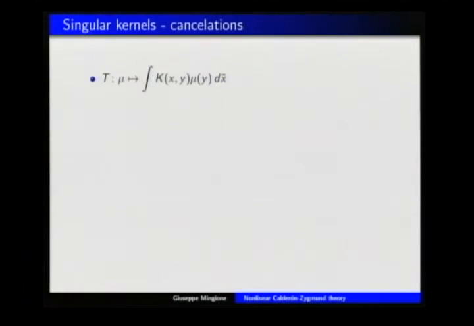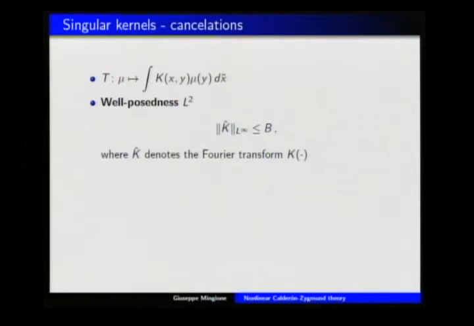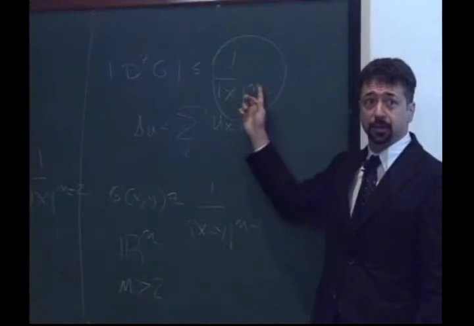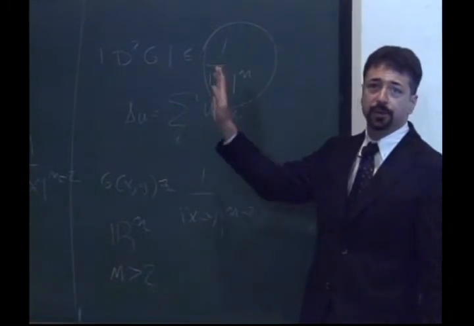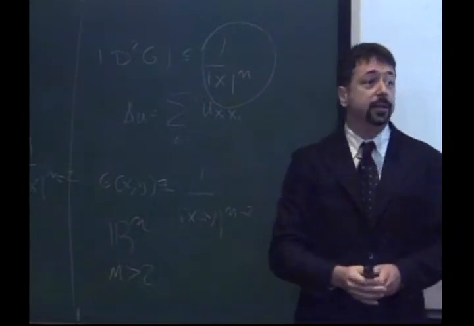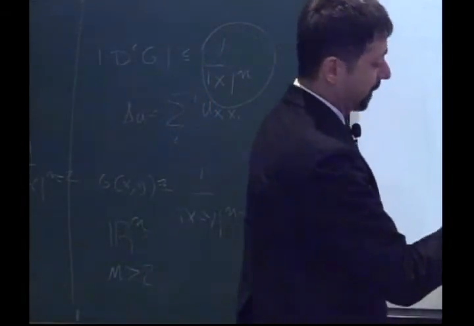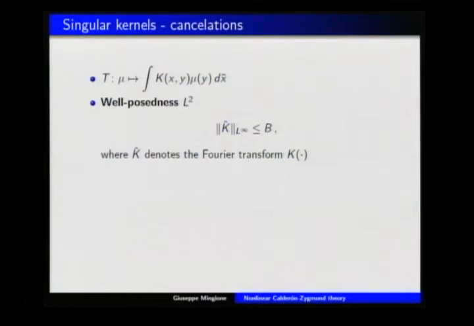Okay, what's the general strategy? The general strategy is very simple. You consider this operator, and this operator is well posed in L infinity. It's well posed in L2. Why? Because, as I told you, this operator is bounded in terms of absolute value in this way. So this means that when you pass to the Fourier transform, this is a very good multiplier, and it's bounded, and therefore this is well posed, essentially by Plancherel's theorem. So from L2 to L2, the situation is clear.